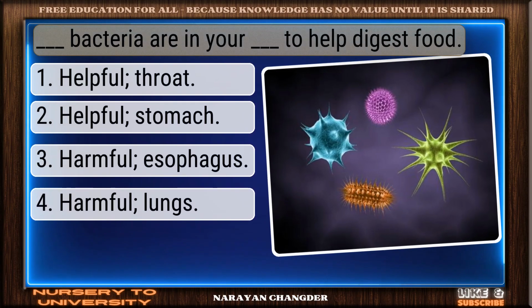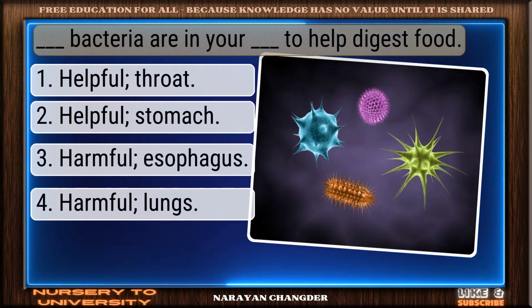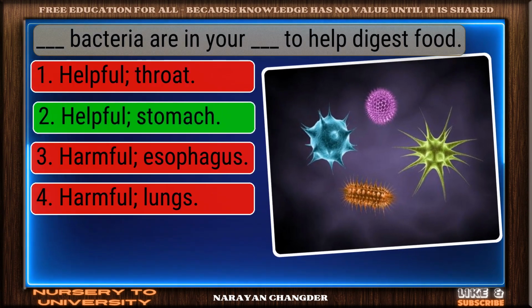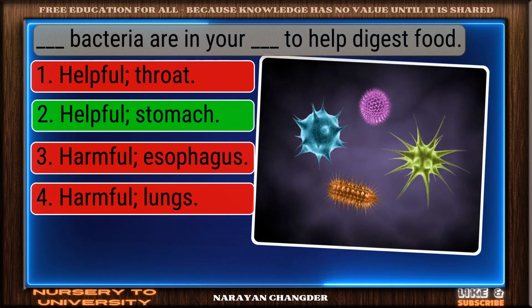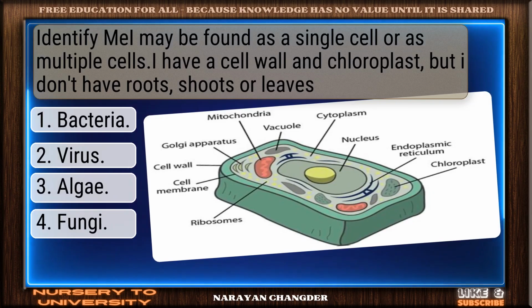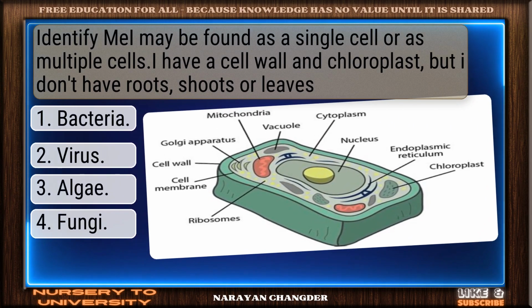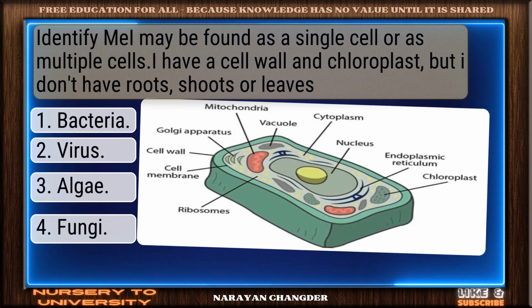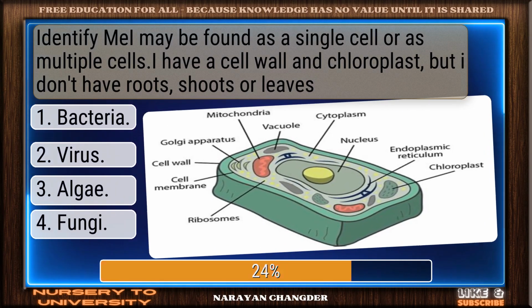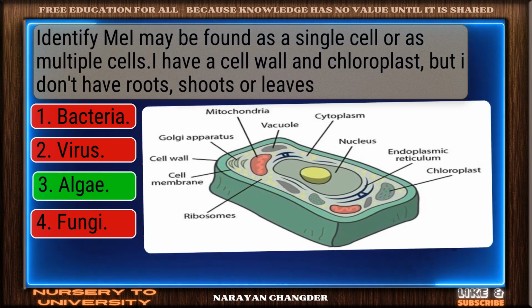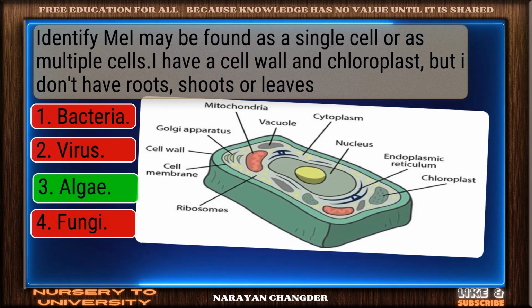Helpful bacteria are in your stomach to help digest food. Nicely done. Helpful stomach is a solid answer. Identify me. I may be found as a single cell or as multiple cells. I have a cell wall and chloroplast, but I don't have roots, shoots, or leaves. Smart move. Algae is an accurate answer.